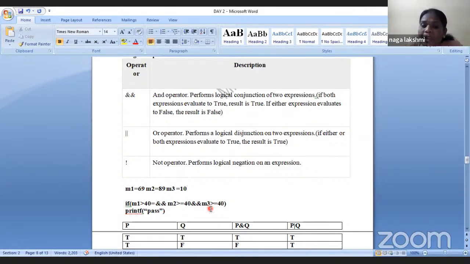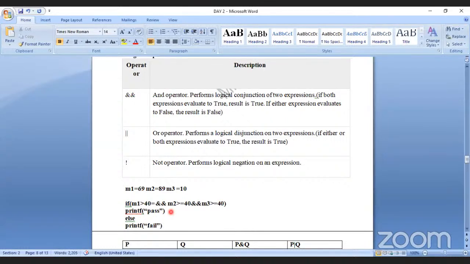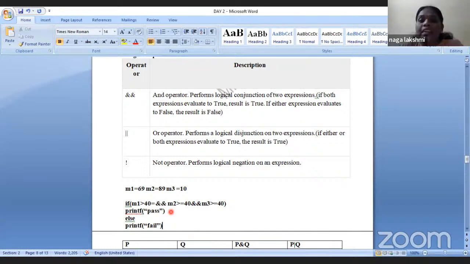When the condition has become false, what do I have to write immediately? It will not print pass. He will be failed now. Else, printf fail. Yes, now is your doubt clear? Yes or no? Yes, ma'am.